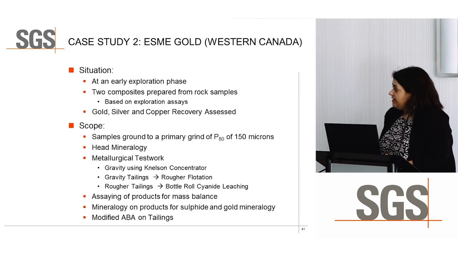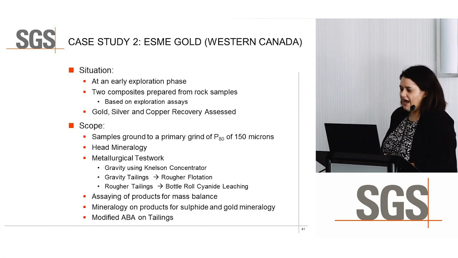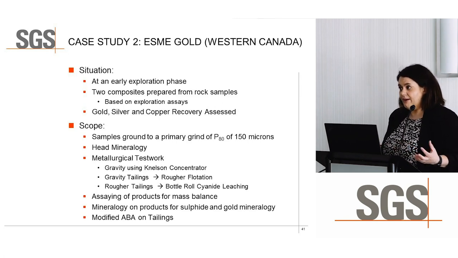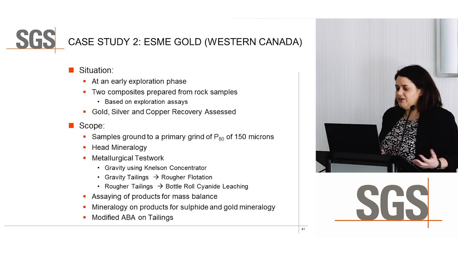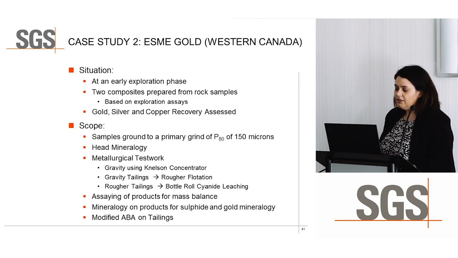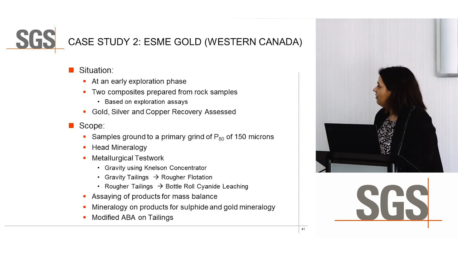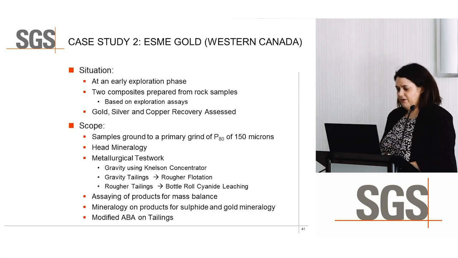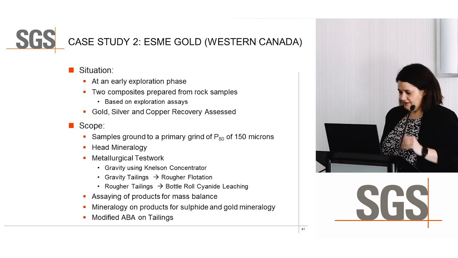So the second case study, basically it's in Western Canada. Again, it's another early exploration project. Here we're just looking at two composites based on rock samples, grab samples. Again, we looked at copper, silver, and gold recovery. We took the same primary grind of a P80 of 150 micron. We did the head mineralogy, same as the first case study. We did gravity using the Nelson concentrator. We then took the gravity tailings and did the rougher flotation. We then took the rougher tailings and did a cyanide leach. Again, we assayed the products for the mass balance, and we did the mineralogy for the sulfide and gold. And at this point, we also did the modified ABA on the tailings to look at the acid generation potential.